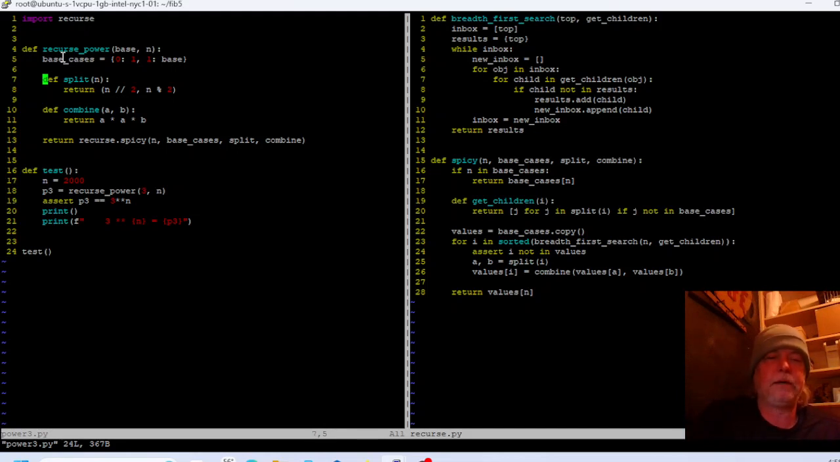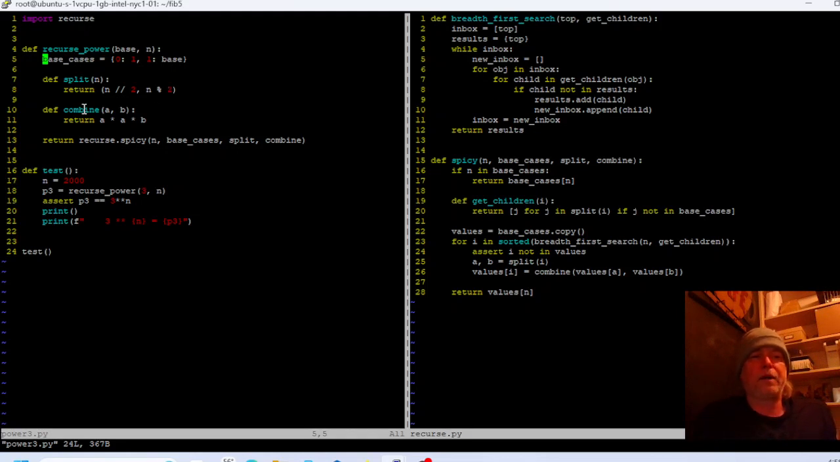So what we do here for our base cases is pretty simple. Any number to the 0th power is 1, and any base taken to its first power is just that number itself, the base of your exponentiation. And then the split here is literally a divide and conquer. We're going to return two things: the number divided in half, and then the number modulo 2, which will always, of course, evaluate to either 0 or 1.